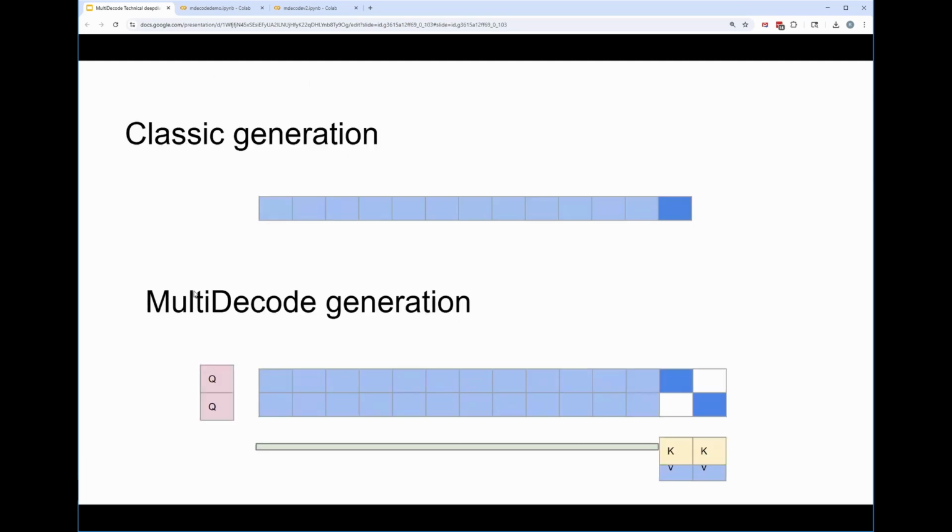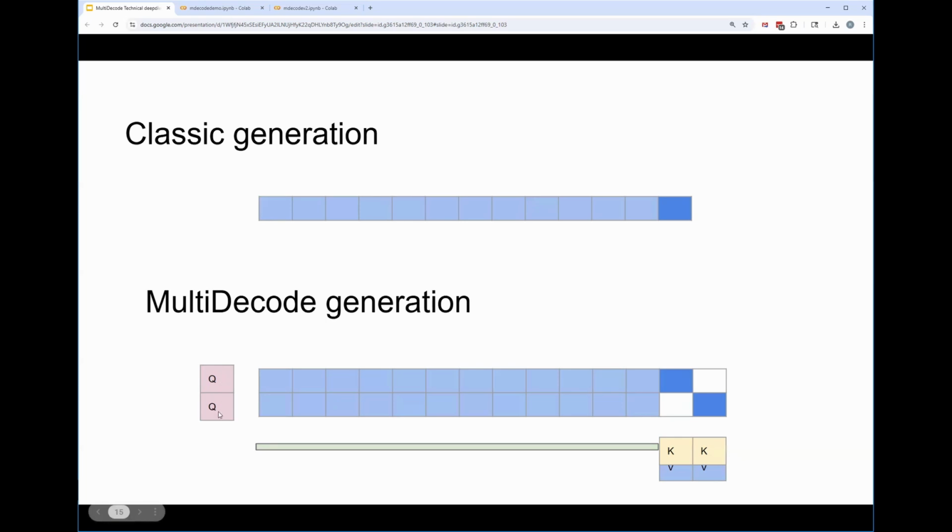So then classically, when we are doing generation, we would have, I somehow dropped the key. There would be a key generated for this position, a query generated for that position, and you would just generate one token at a time. So there should be one of these pink boxes right there and one of these yellow boxes under there. I missed that.